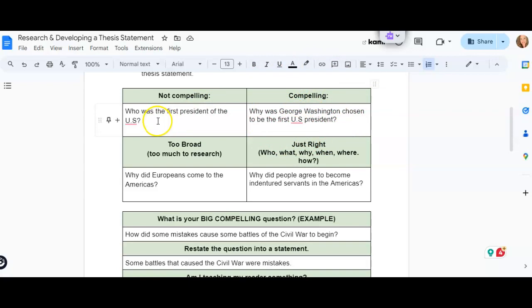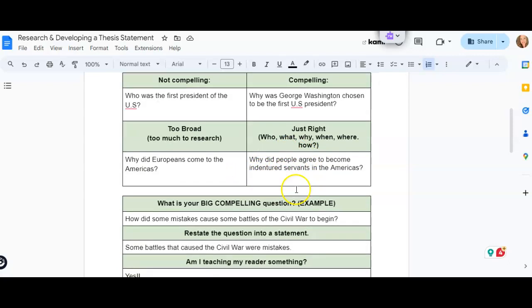This one, who was the first president? Boom, I can answer it with two words, George Washington, two separate words. But these other ones, why was George Washington chosen? How was George Washington chosen? What made George Washington a great leader? Those are deep. Those are things that you could look up online and do your research on. Also, here's another one. Why did the Europeans come to America? We're not going to be right about that. But over here, why did people agree to become indentured servants in America?